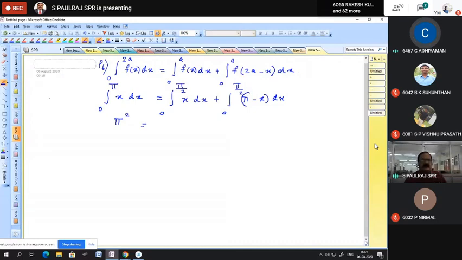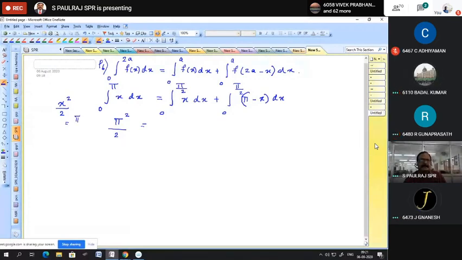The integral of this one, what is the answer here? x square by 2. So pi square by 2. What is this answer? Pi square by 4, sir. Pi square by 4, divided by 2, into 2. Divided by 2 will come, no? Yes or no?